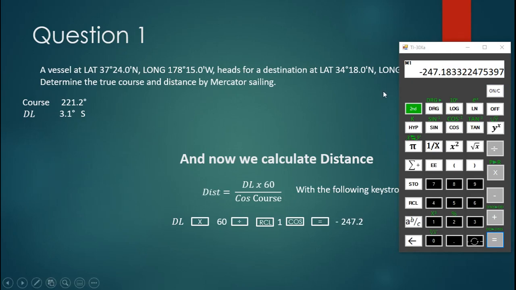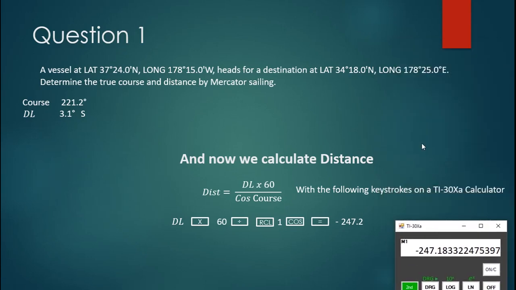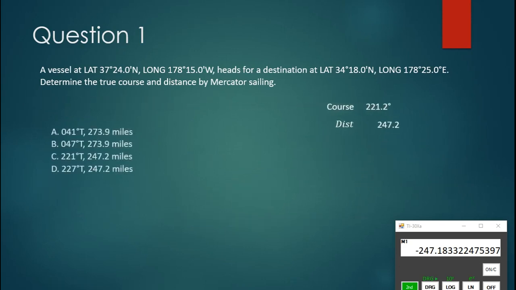If I can get the slide to advance here. Okay, and our answer comes out to be C, 221 degrees, 247.2. I would say our arithmetic came out pretty close on that one.